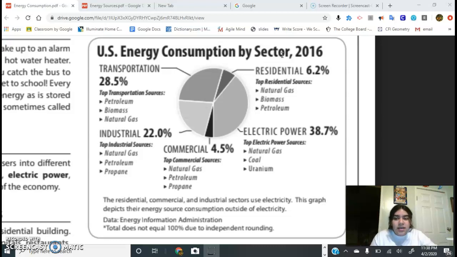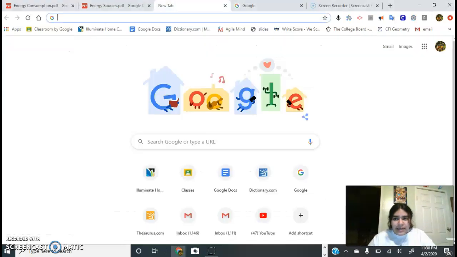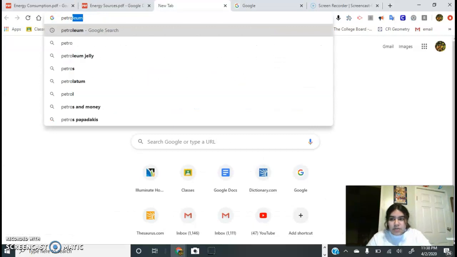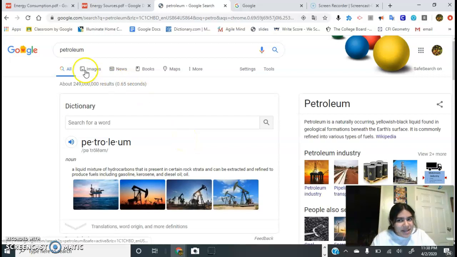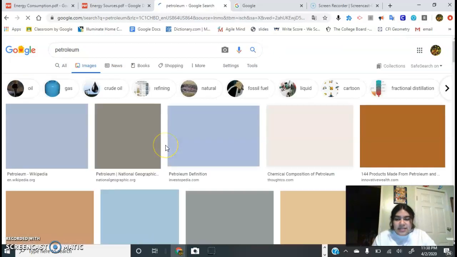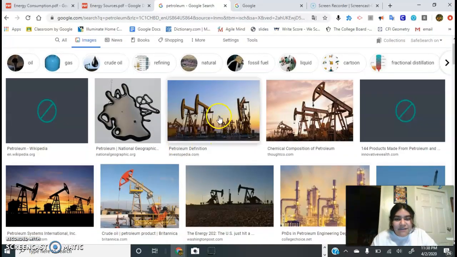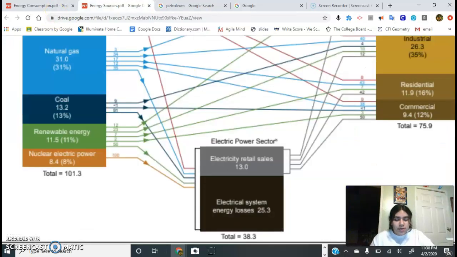Now, as you see, it lists the sources of the sectors, and the most common one is petroleum. Now, what is petroleum? Petroleum is what we see, especially here in California. There are these industries that have these types of cranes that take out the petroleum from underground, and from there they go to the industrial sectors which process them.